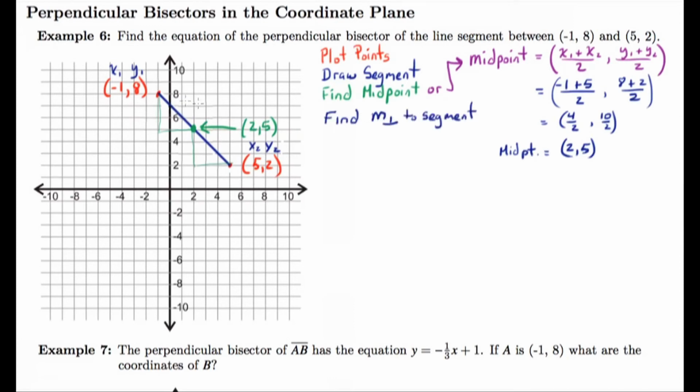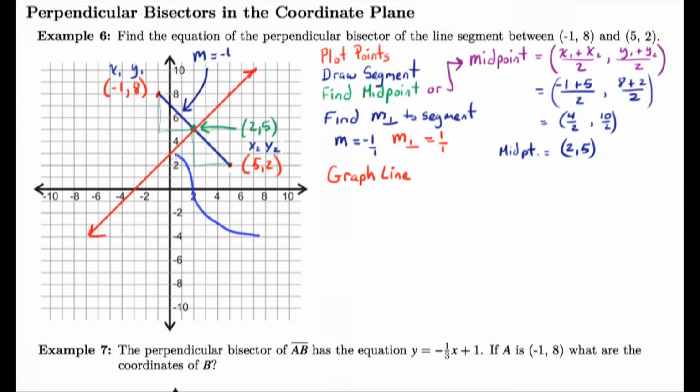Now find the perpendicular slope to this segment. The slope of this segment is -1. So the negative reciprocal would be +1 over 1. So I'm going to graph the line and then determine where the line crosses the y-axis, and that would be our y-intercept b. In this case, it's 3.